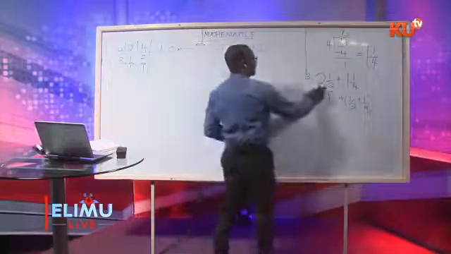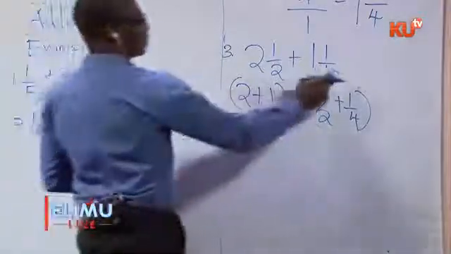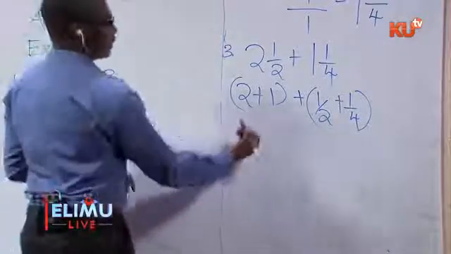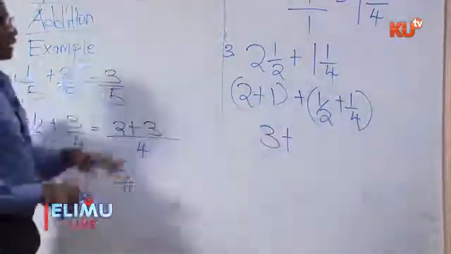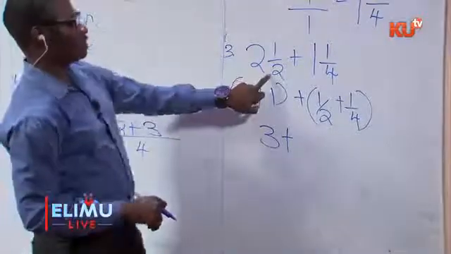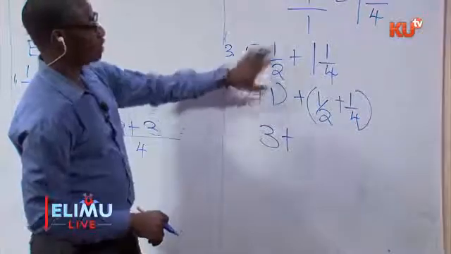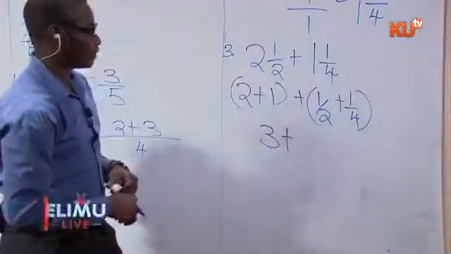You take the whole number of the first fraction, which is 2. You take the whole number of the second fraction, which is 1. Then you add 2 plus 1. You get your answer as 3 whole number. Plus, you take a half, which is the fraction part of the first. Then you take a quarter, the fraction part of the second.